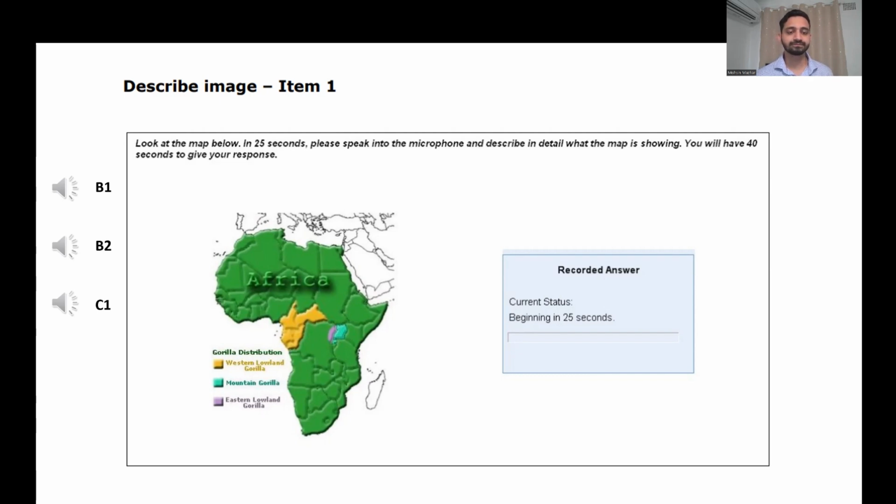Map is describing about gorilla distribution in Africa in three capital regions like Western Lowland Gorilla, Mountain Gorilla, and Eastern Lowland Gorilla. All three types of gorilla in a different part of Africa. The largest one that you can see from map is the Western Lowland Gorilla, and the second largest is Mountain Gorilla, and the lowest population is Eastern Lowland Gorilla.